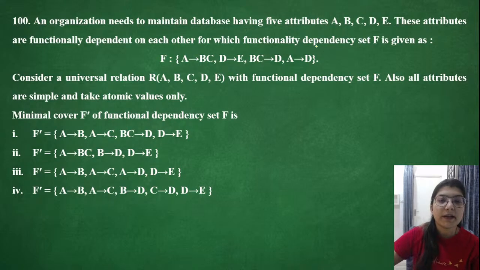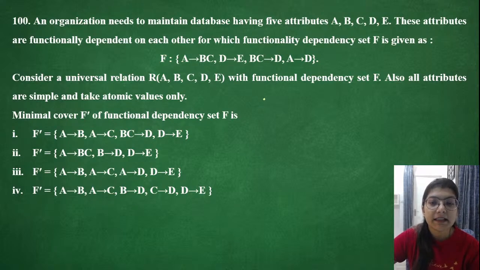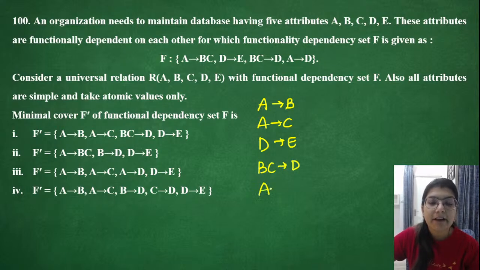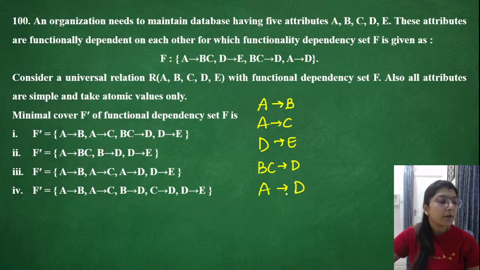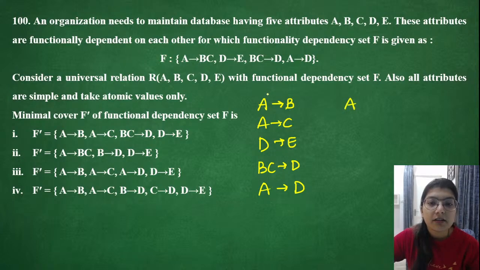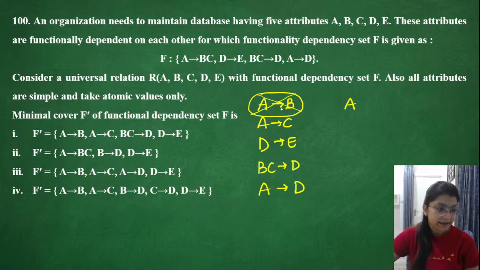So if you see the question, we have A determines BC. So I can write it as A determines B and A determines C. Then I have D determines E. Then I have BC determines D, and then I have A determines D. Now how will I find the minimal cover? For finding the minimal cover, we will take this functional dependency and remove it from the given set.